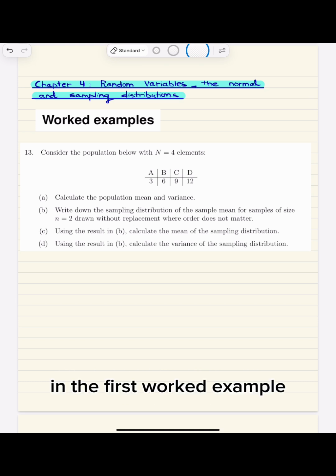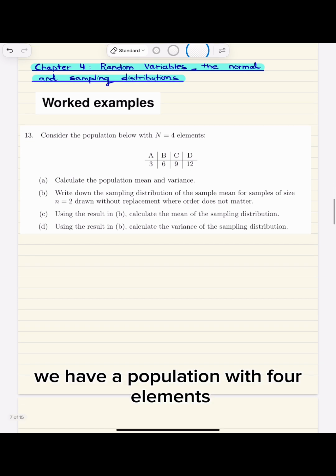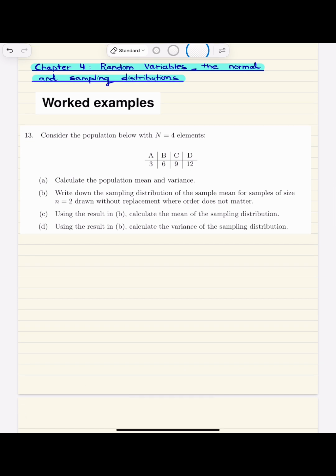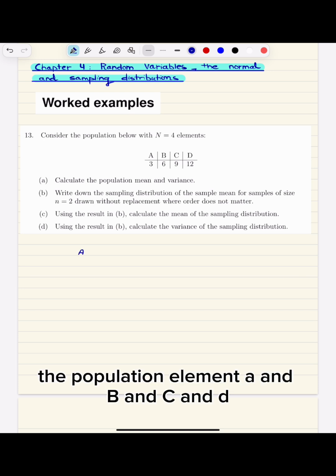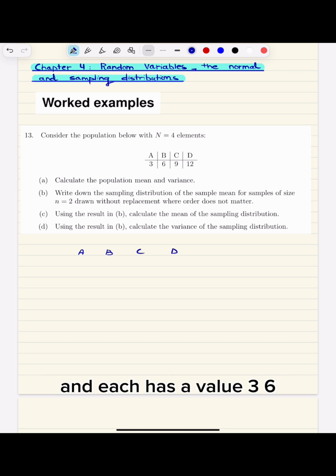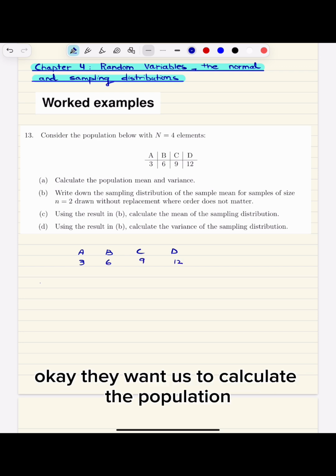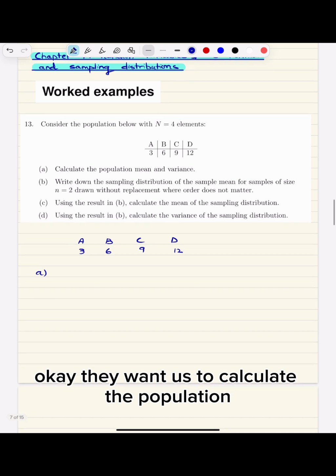In the first worked example, we have a population with 4 elements. So we have the population elements A and B and C and D, and each has a value 3, 6, 9, 12. They want us to calculate the population mean and variance.